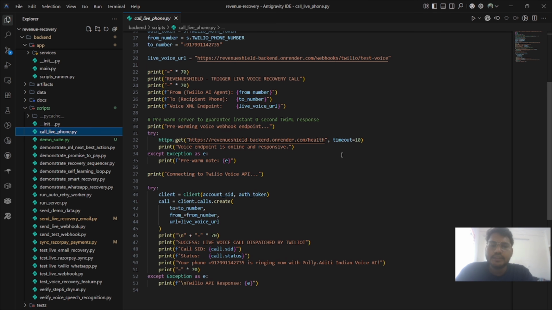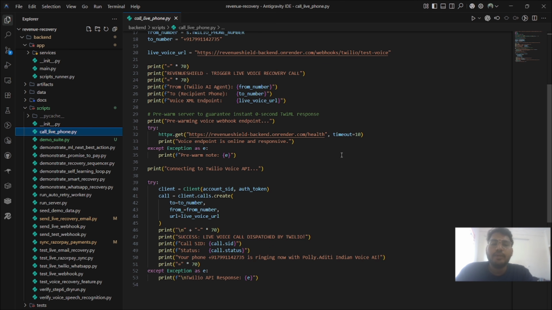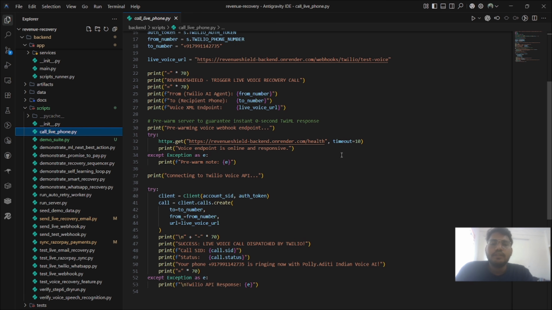To solve this, we implemented automated pre-warming health probes in our voice dispatch pipelines. The service verifies and warms up the cloud endpoint's health before instructing Twilio to dial the customer's phone.